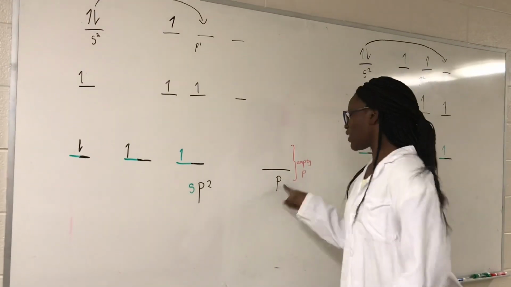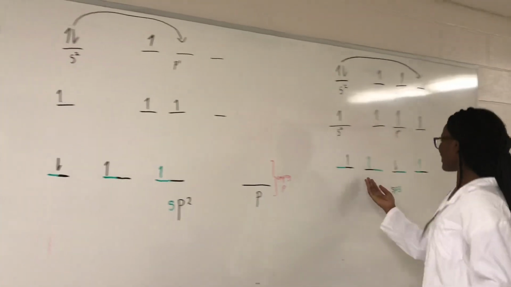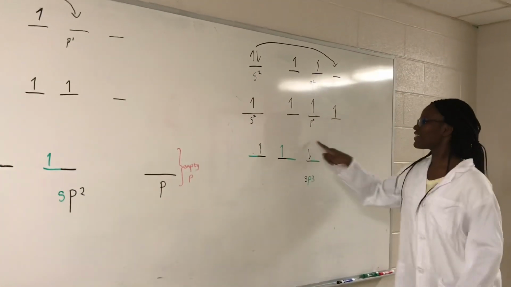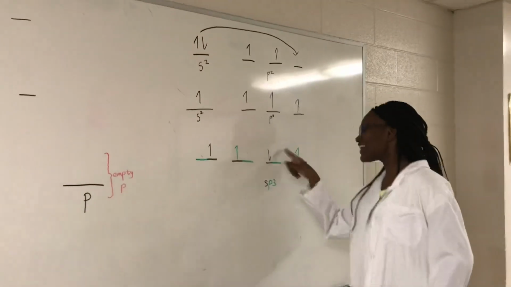sp2 has an empty p orbital and 3 hybridized orbitals. sp3 has no empty orbitals and a bonding capacity of 4.